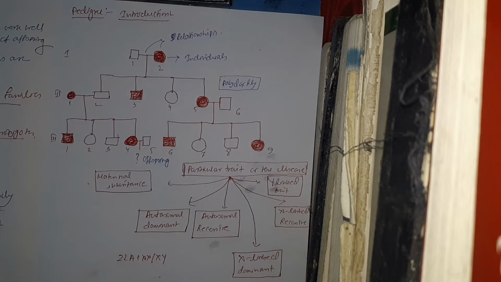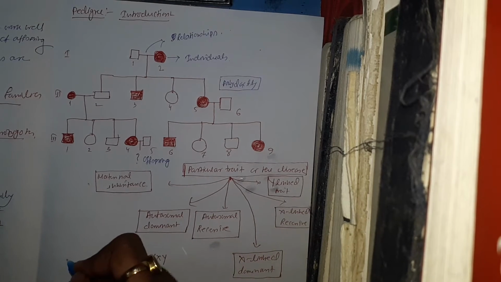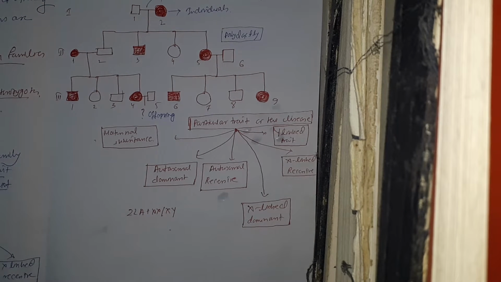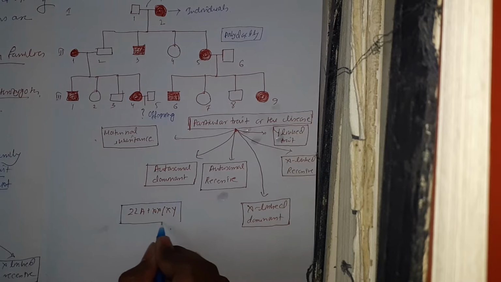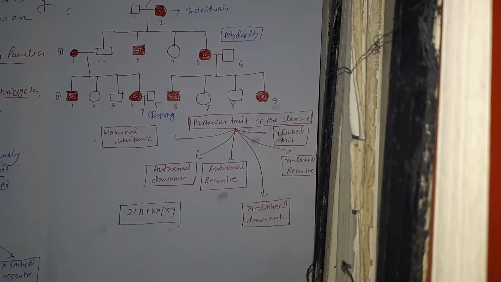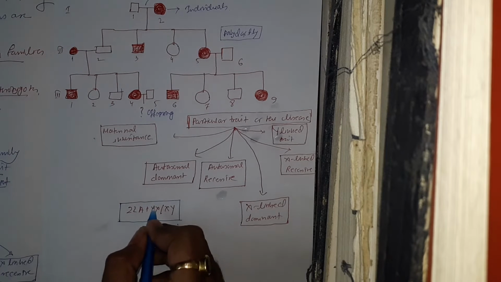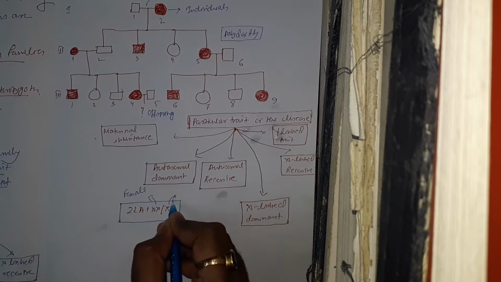Now we are going to talk about how these traits or diseases are divided. We all know that we have 22 pairs of autosomes, or 44 autosomes, and 1 pair of sex chromosomes. It can be XX in case of females and XY in case of males.